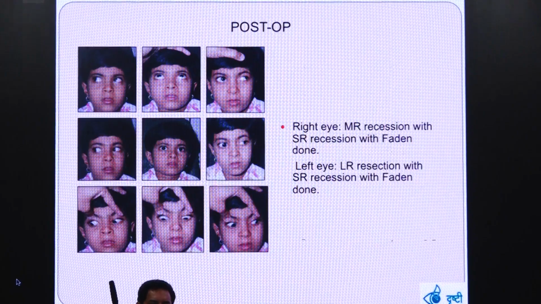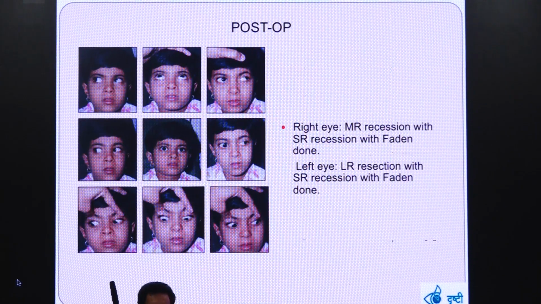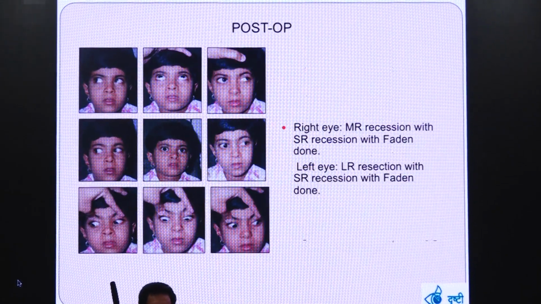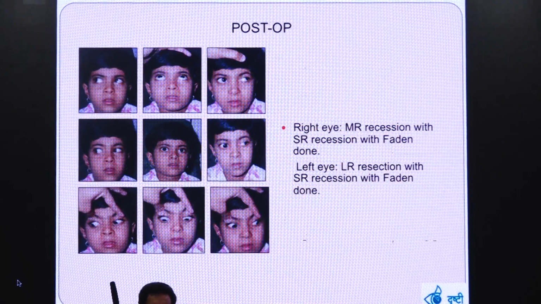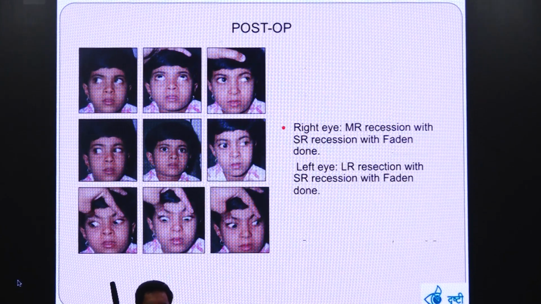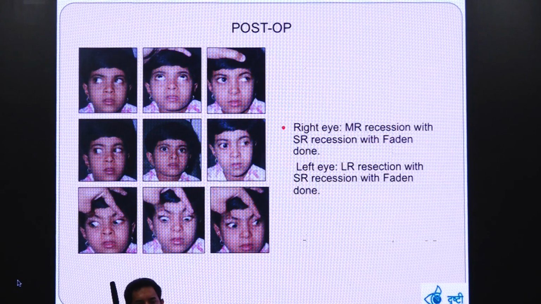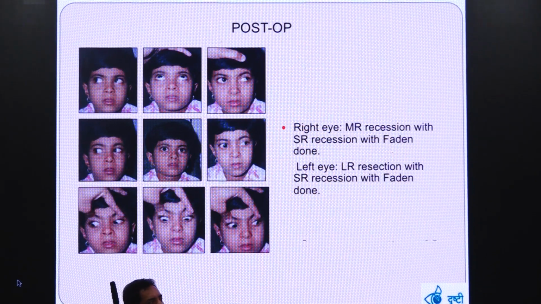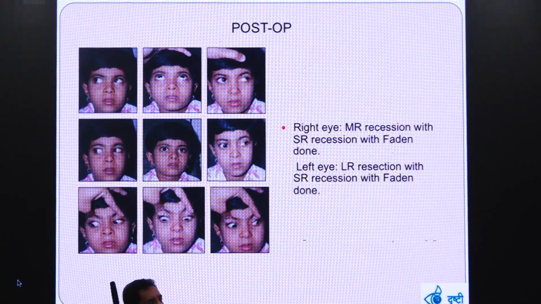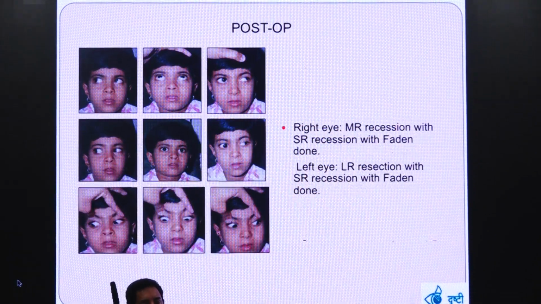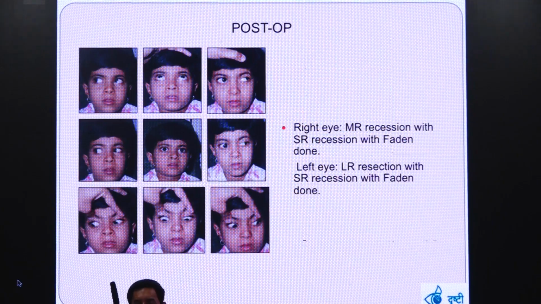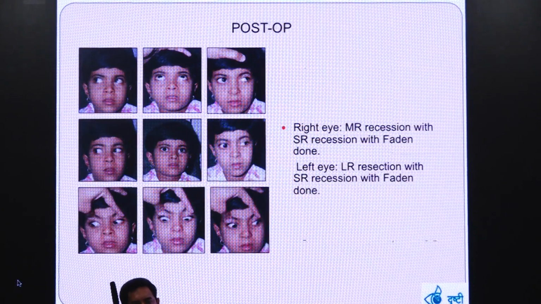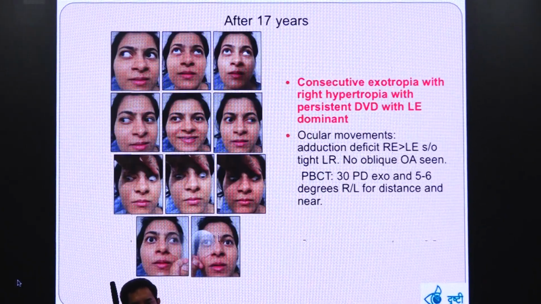And she underwent, this is a very old case of mine, an MR recession with SR recession and Faden in one eye, and an LR resection with SR recession and Faden in the other eye. I didn't want to tackle 3 muscles in one eye, so I split the ESO correction in 2 eyes. I wasn't doing plication then.